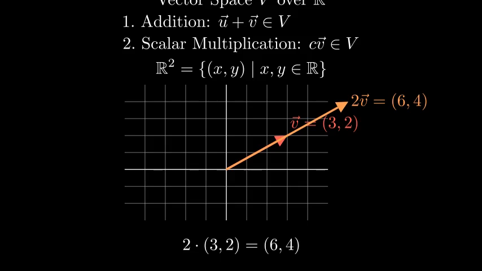For scalar multiplication, we multiply each component by the scalar. So 2 times (3, 2) equals (6, 4). Both operations produce vectors that are still in R squared, which confirms that R squared is indeed a vector space.